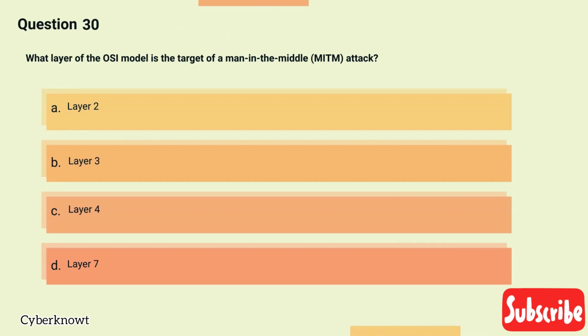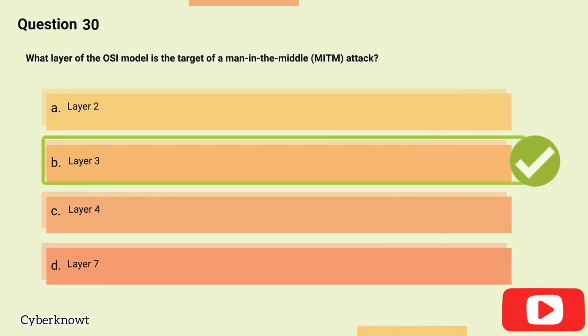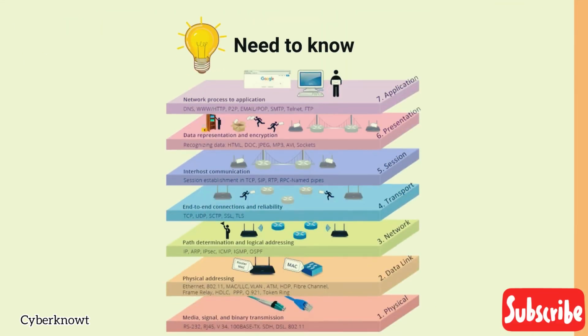Question 30. What layer of the OSI model is the target of a man-in-the-middle, MITM, attack? Option A. Layer 2. Option B. Layer 3. Option C. Layer 4. Option D. Layer 7. The correct answer is Option B. Layer 3. Explanation. A MITM attack is a type of attack that targets the network layer, layer 3, of the OSI model by intercepting and modifying network traffic between two communicating hosts.